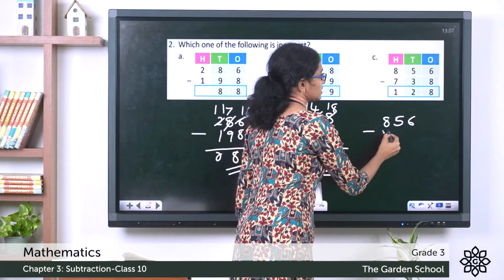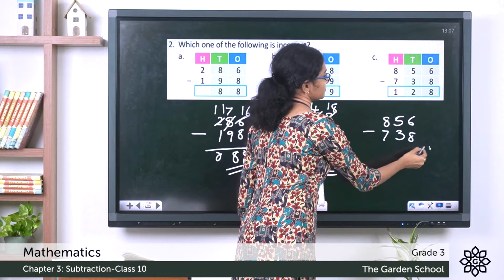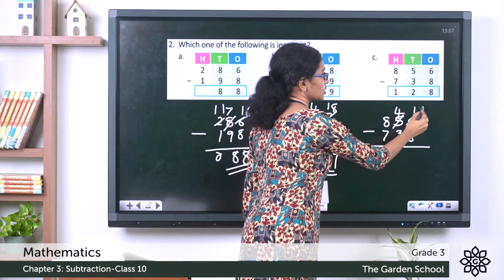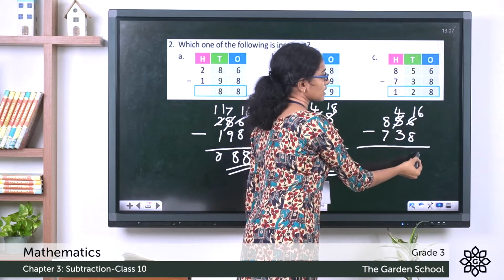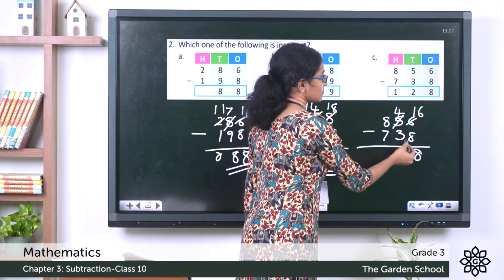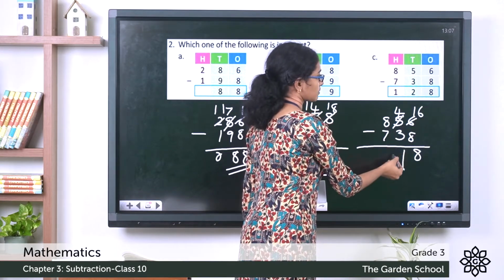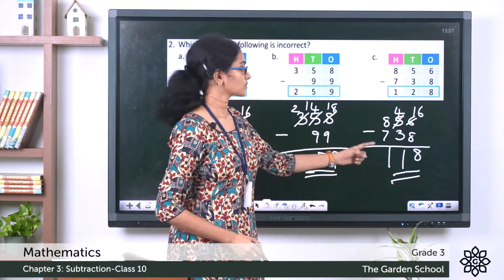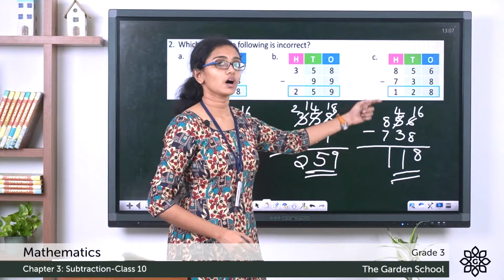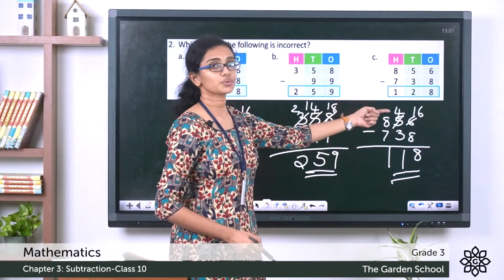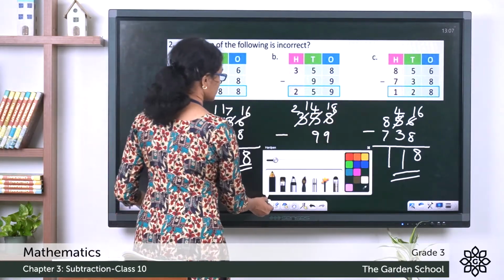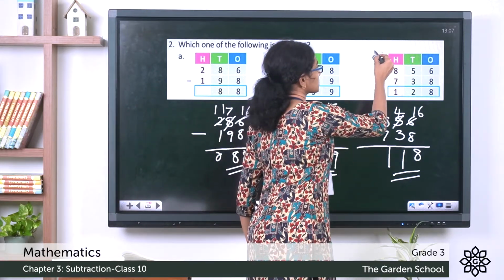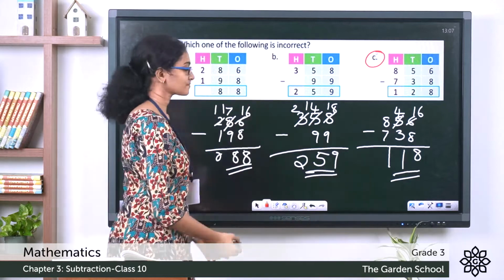856 minus 738. 6 minus 8 we cannot do, so we borrow and regroup, making this 16. 16 minus 8 is 8. 4 minus 3 is 1. 8 minus 7 is also 1. So here the difference is 118, but in the option it is given as 128. Is that correct? No, it's an incorrect difference. So the answer for this question is option C.